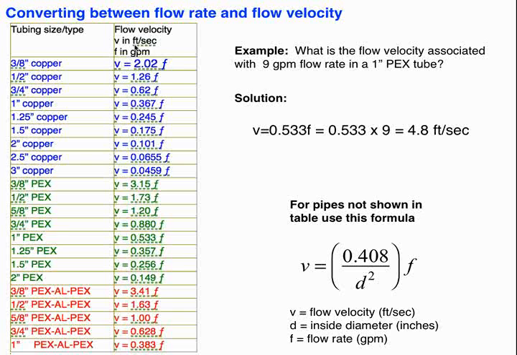Occasionally, you might run into a pipe where you don't have a formula in a table like this. And here's a generalized formula. As long as you know the inside diameter of that pipe, and it's assuming a circular cross-section, you square the inside diameter, divide it into 0.408, and then multiply that number by the flow rate in gallons per minute. That'll give you the average flow velocity. So again, moving back and forth between flow rate and flow velocity, as long as you know the tube that you're dealing with, it's a pretty simple calculation.